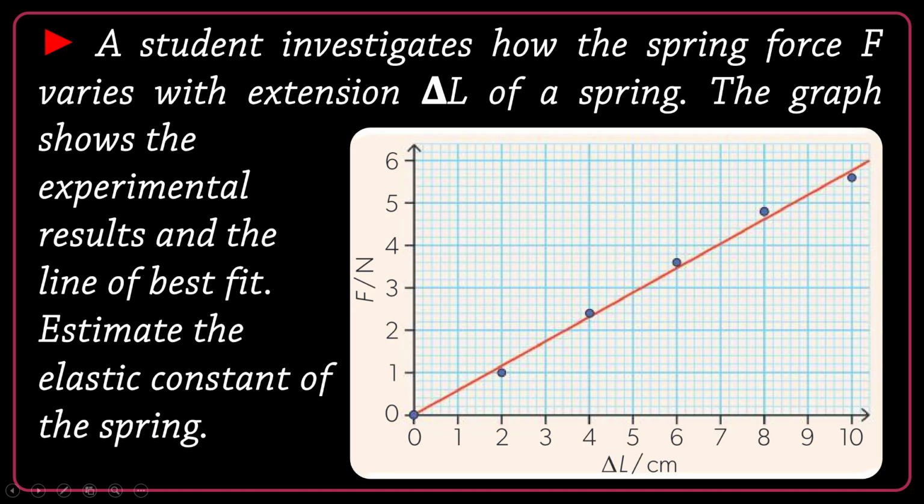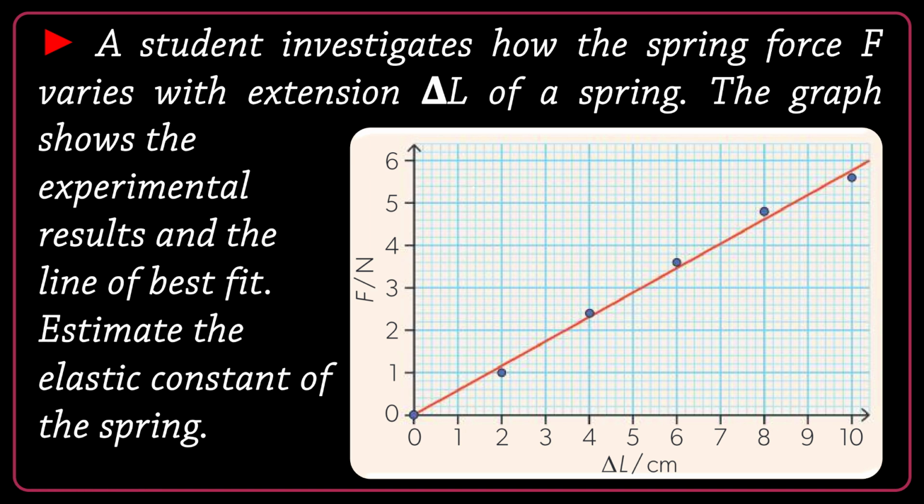Let's go to the next question. A student investigates how the spring force F varies with extension delta L of a spring. So here we have a force versus extension, an experimental graph with some data points. The graph shows the experimental results and line of best fit. This red line is the line of best fit. Estimate the elastic constant of the spring.